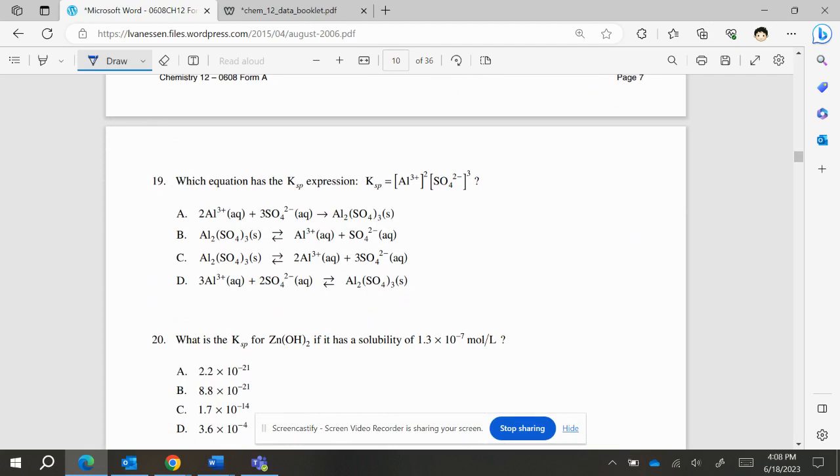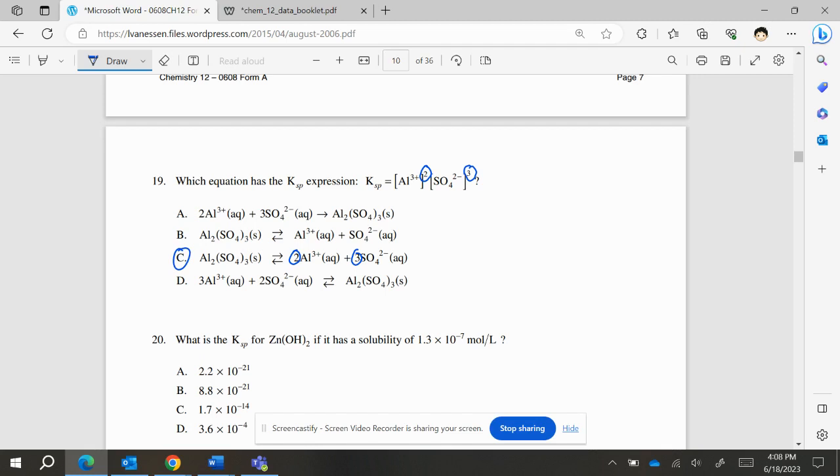Okay, which equation has the Ksp expression of this thing right here? So we have aluminum sulfate. We have to have the coefficient of 2 in front of the aluminum and the coefficient of 3 in front of the sulfate. So I just look for it. 2 in front of the aluminum, 3 in front of the sulfate. We have aluminum sulfate. That's our answer right there.